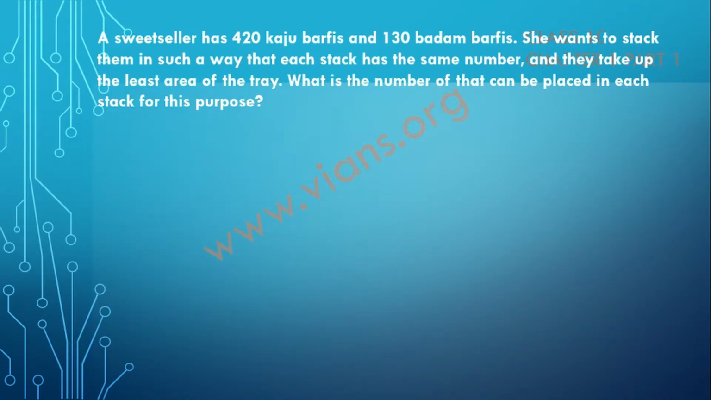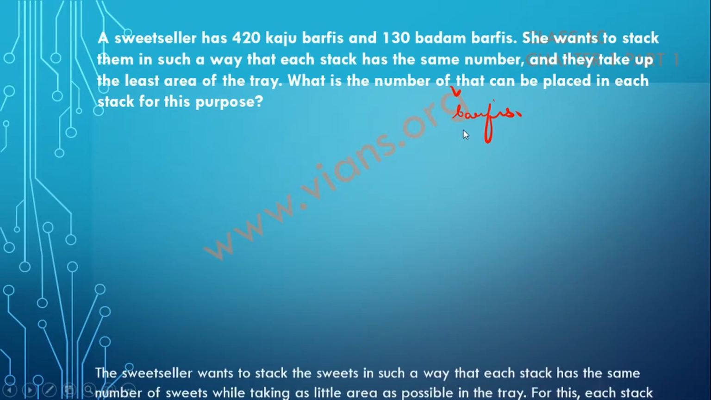Now, you could get some problems like these as well. A sweet seller has 420 kaju barfis and 130 badam barfis. She wants to stack them in such a way that each stack has the same number and they take up the least area of the tray. What's the number of barfis that can be placed in each stack for this purpose?